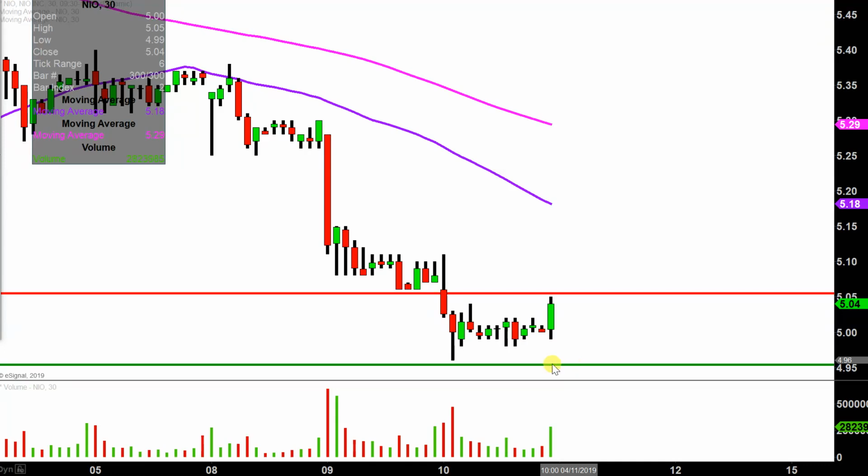But to give credit where credit's due, there was a little bit of a miniature bounce here. Looking down here at the volume bar, in the final 30 minutes volume did come in nice and strong, and we got the green candle. So we'll see if this is the start of a bigger bounce or not.